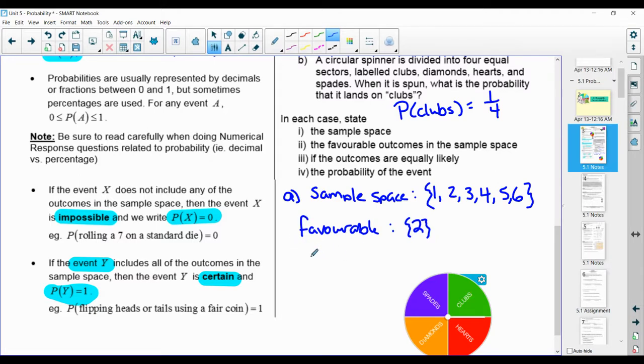Okay, you can write it as a set or just write the 2. If we look at the die, is it equally likely? Are all of the outcomes equally likely? And the answer is yes. So yes, these are equally likely.